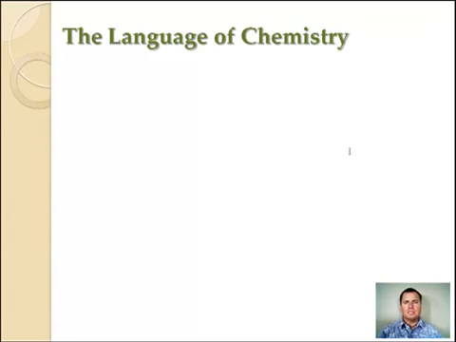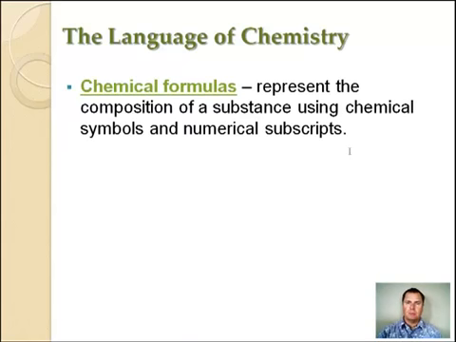Alright, so once we get these compound forms, we need the way to write the words out, and that becomes a chemical formula. A chemical formula is simply a representation of the composition of a substance using chemical symbols and numerical subscripts. For example, H2O for water, NaCl for sodium chloride, CH4 for methane. You've seen these already, okay? You know what these are, but you just want to give them their correct name.